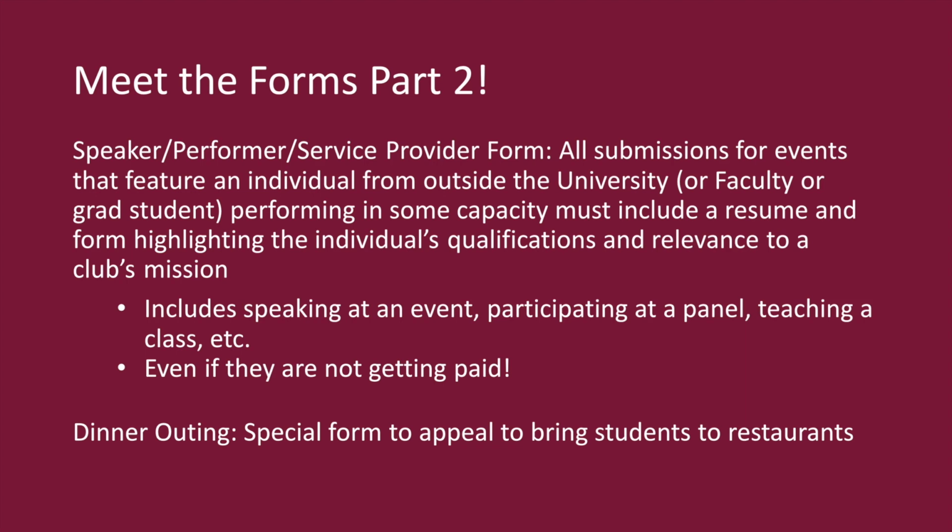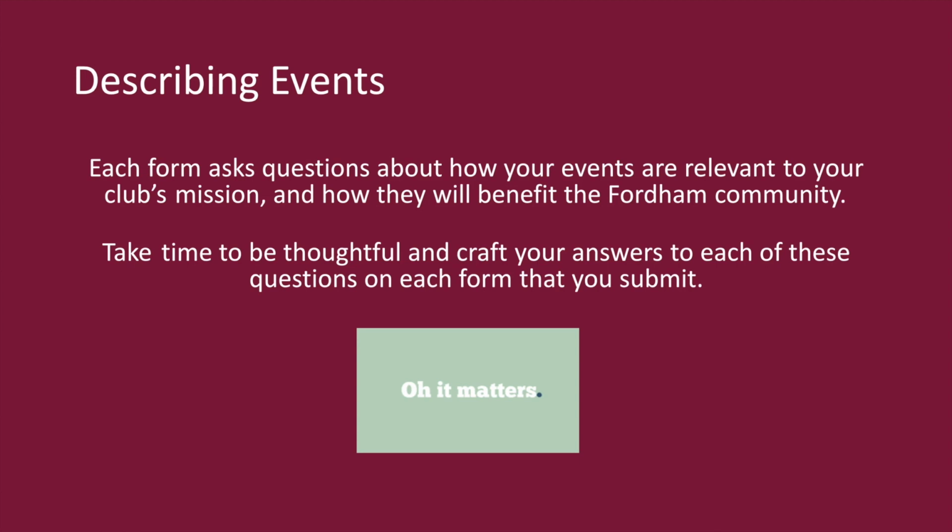Dinner outings. There is a special form to appeal for dinner outings to bring students to restaurants. This form is used for any meal outing at a restaurant, so if it's a lunch outing, it would still go on the dinner outing form. Please note that for dinner outing forms, there must be an educational component, so we recommend that clubs consider including a topic of discussion that they intend to discuss during their outing. Each form asks questions about how your events are relevant to your club's mission and how they will benefit the Fordham community.